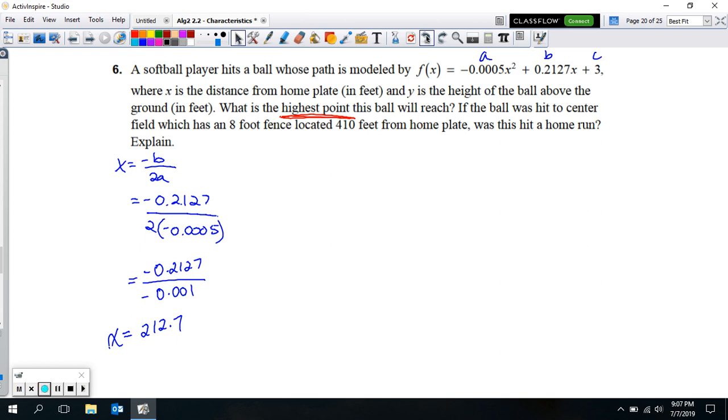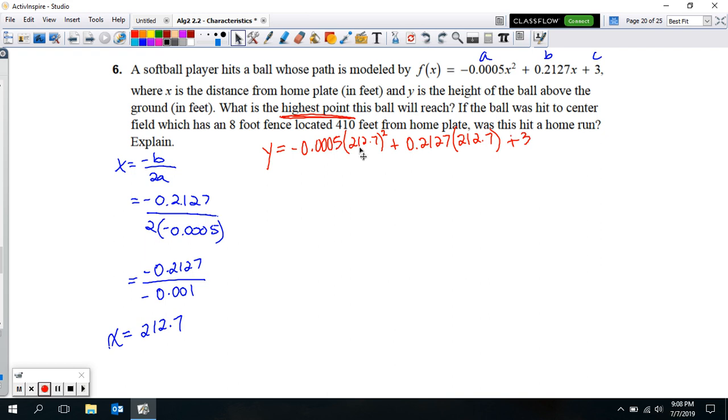So in this case, we have the x coordinate now going to go into our function. So we're going to plug the x in now to our function. So x is going to go in there in both places, starting off with our first a term. So it's the a times the 212.7 squared. That's what we're going to put here. Then plus this b number times that 212.7 number, and then plus the 3 at the end.